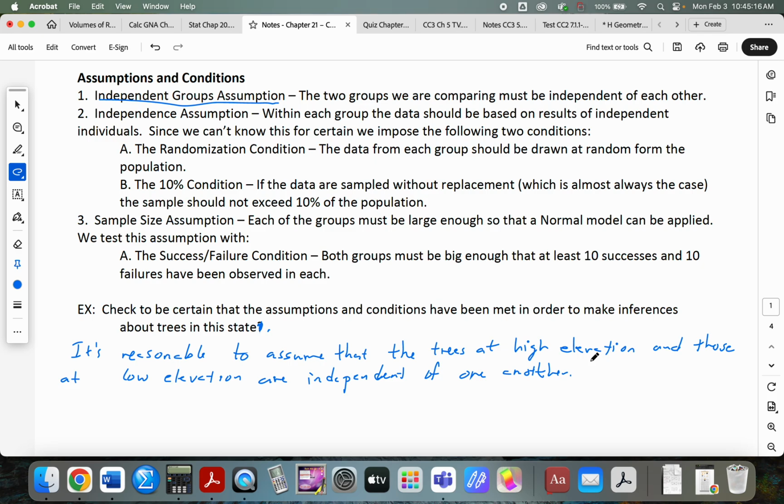Now, before we go on, let's think about, well, is it possible that they aren't independent of each other? What could you think of that would make the ones at, say, the higher elevation affect the ones at the lower elevation? They could be the same kind of tree.